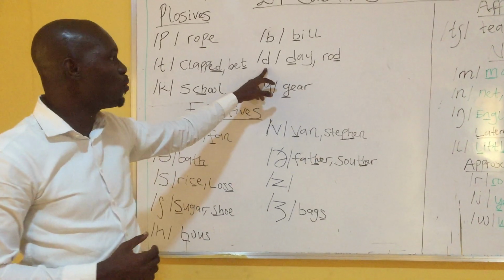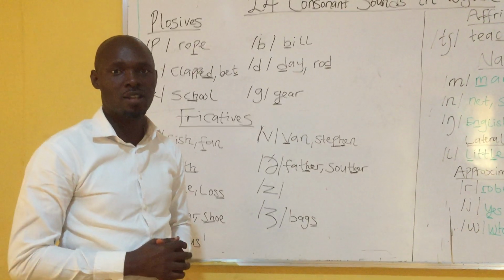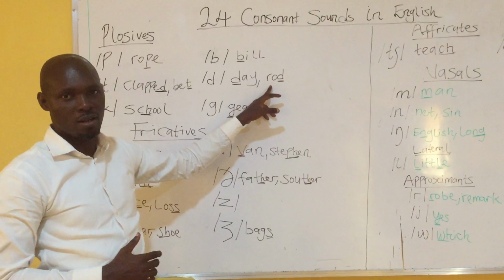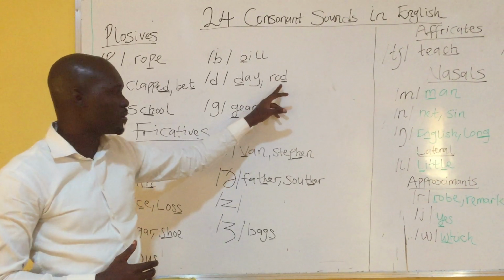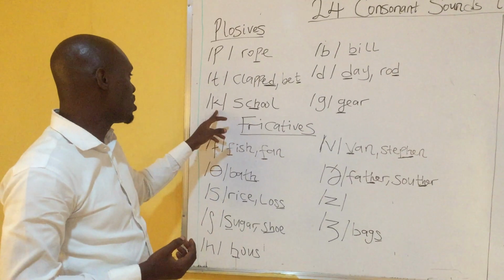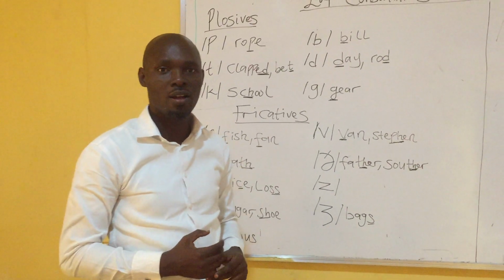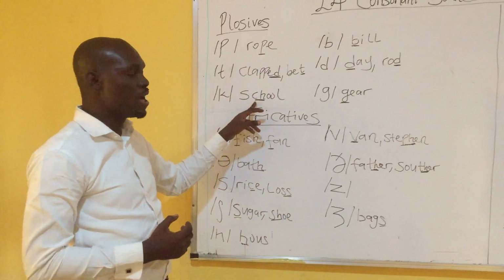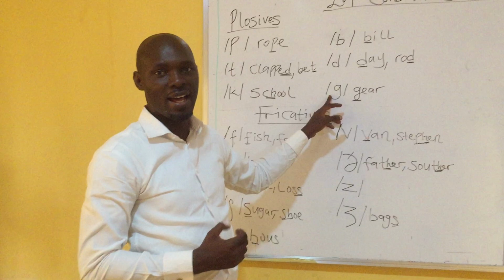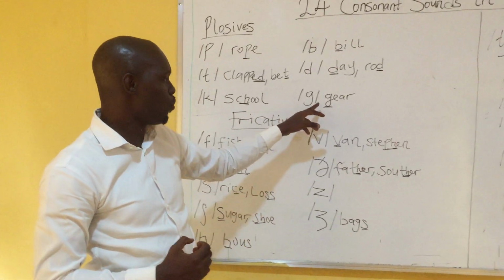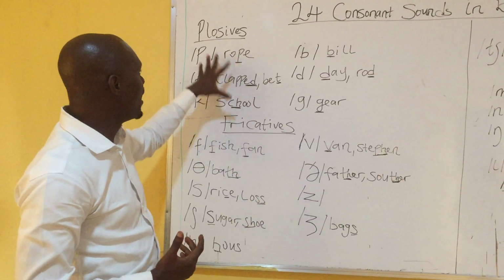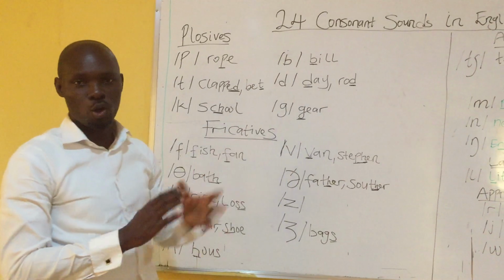And the next sound we have is d, and we can find that in words like day and rod. Then we'll move on to the next plosive consonant sound, which is pronounced as k, and we can find that in school. And the next sound is pronounced as g, so we can find that in gear. So we have come to the end of all the plosive sounds we have under the consonant sounds.